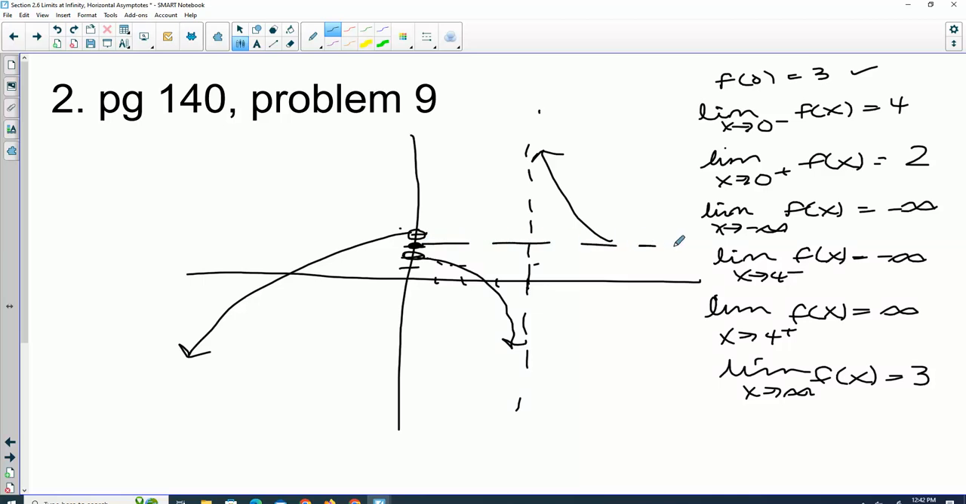Horizontal asymptote at 3. Would it only apply to that one? Because it's only one direction.